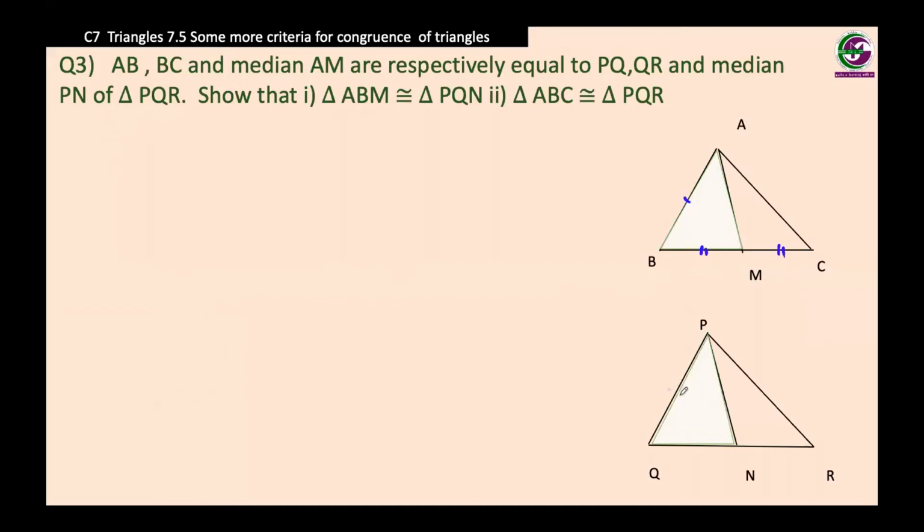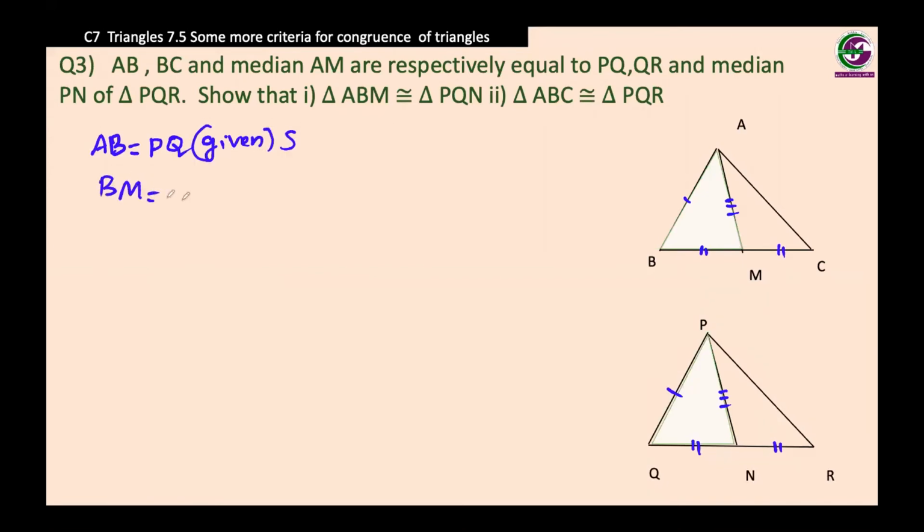These two sides are equal. Again, the second sides are equal. This is also a median, so that's equal. And the third line is also equal. Let's write down: side AB is equal to PQ. It's given. So we have a side now.